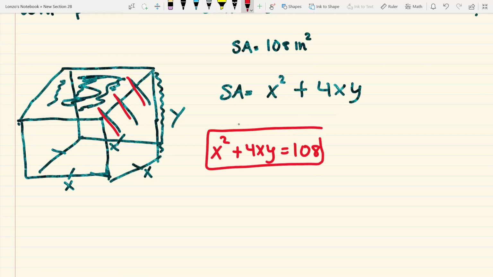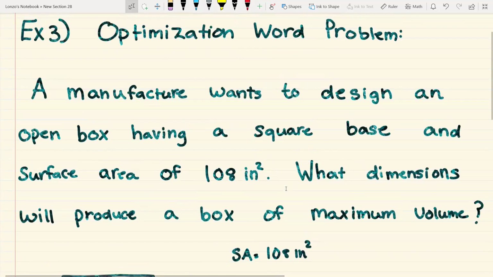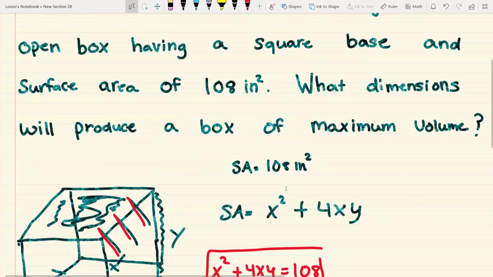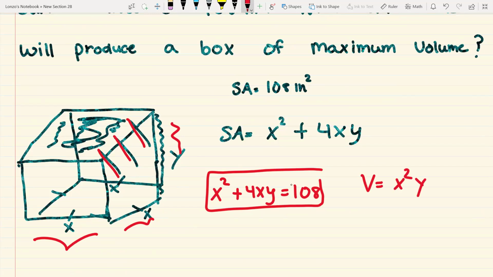And what would be our second equation? If we look back, what dimensions will produce a box of the maximum volume? So what is the volume of a cube? It's length times width times height, right? So this would be our length, this would be our width, and this would be our height. So volume is going to be x squared times y. So this is my first equation, this is my second. That's what we did: we found our 2 equations.